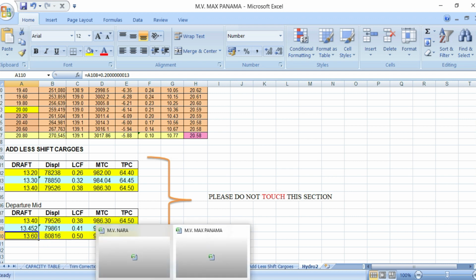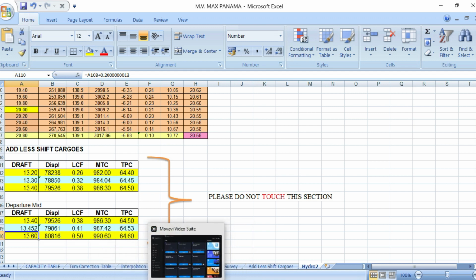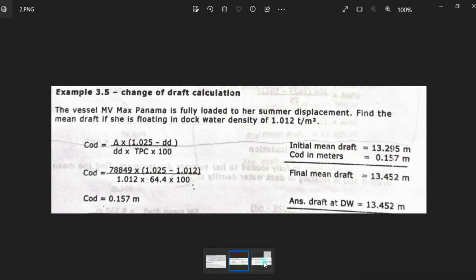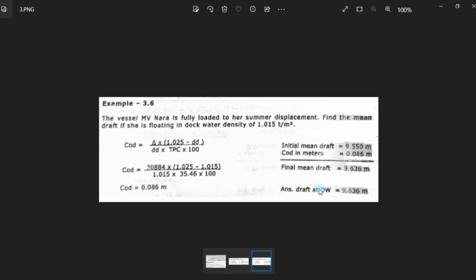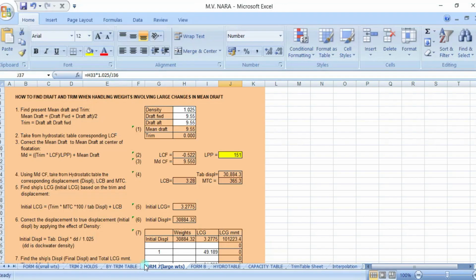That's it, guys. So what about this Nara? What will be his draft if he floats in 1.015? And his initial draft was 9.550. So let's investigate. Nara. So initial draft is 9.55. Since this is the summer draft, it would be in salt water.